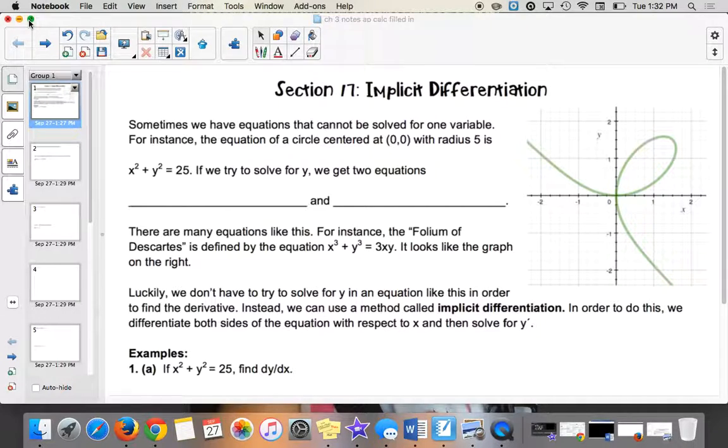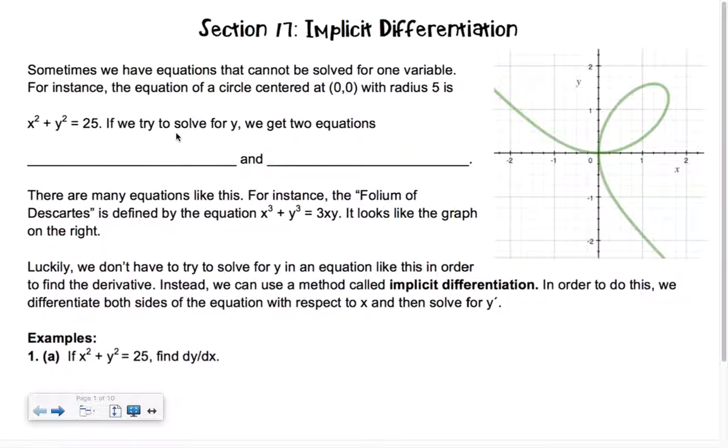17 is on something called implicit differentiation. The last method that we learned was the chain rule. This is very, very similar to the chain rule. Basically, the reason that we have the chain rule is because of this implicit differentiation and vice versa.